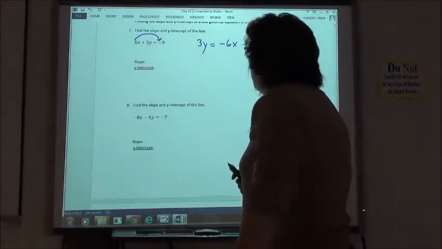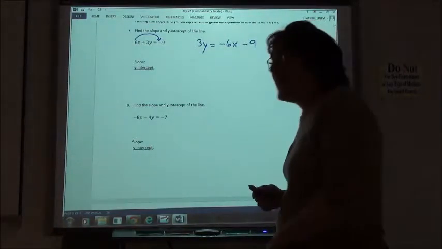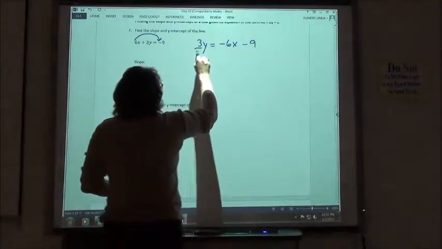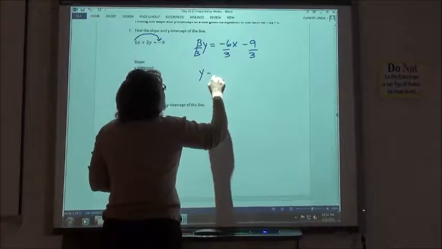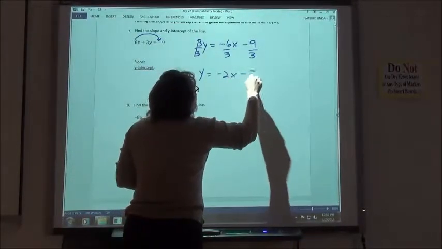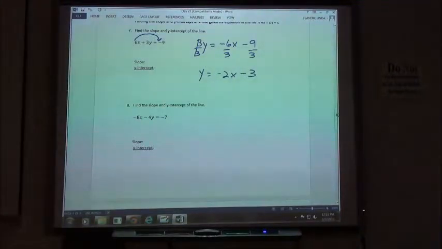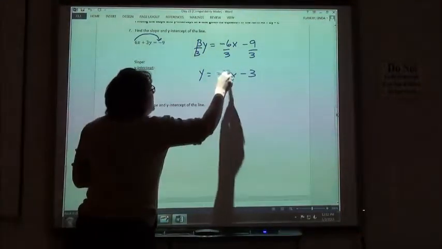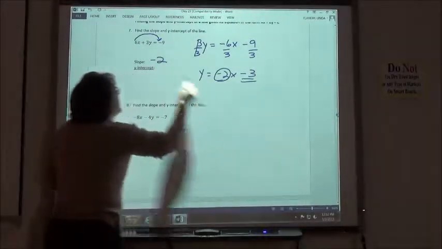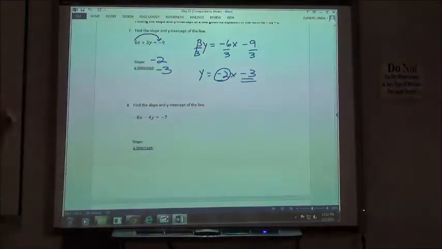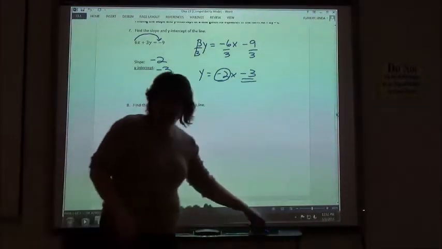So 3y equals negative 6x minus 9. I still have to divide by the 3 to get the y by itself. I'm going to divide everything by 3, and so y is going to equal negative 2x minus 3. Now I have it in slope-intercept form, and I can pick out my slope and my y-intercept. So my slope is the one in front of the x, the -2, my y-intercept on the end, minus 3. That's why we did that algebraic symbol manipulation in the other chapter.